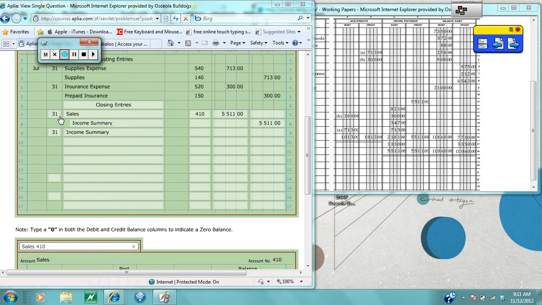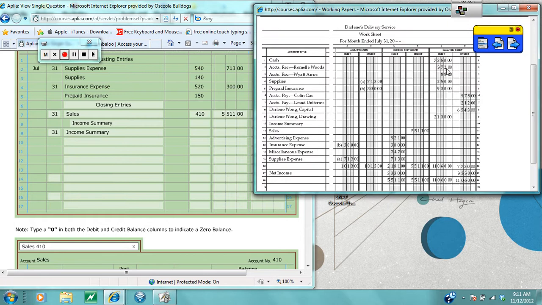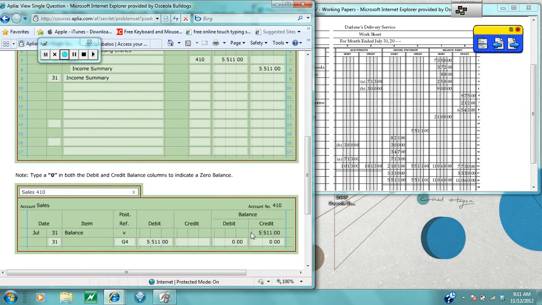Okay, so you go in here, you put the date, the 31st. You get that from the information on your worksheet up here, July 31st. You're closing out sales. You go through, you type in sales. Then you debit it. Here it's a credit, so to close it out you have to debit. If you just pretend this wasn't here yet, you would see this, and you would know you would have to debit it to get it to zero balance.